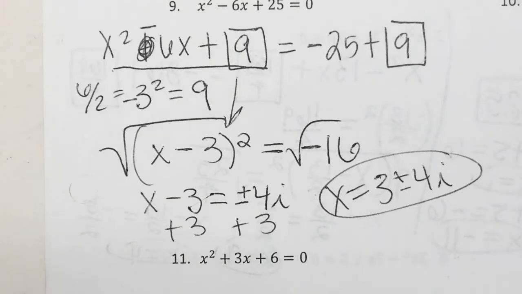Second? Nothing? From here, you turn this to a binomial square, and then just add these.